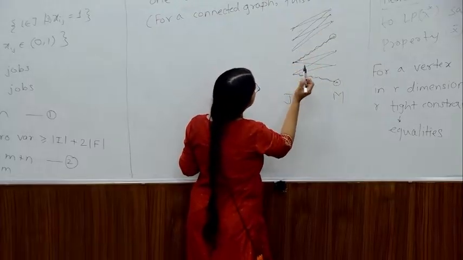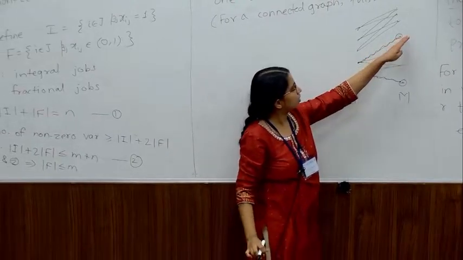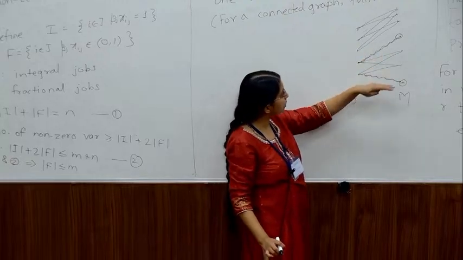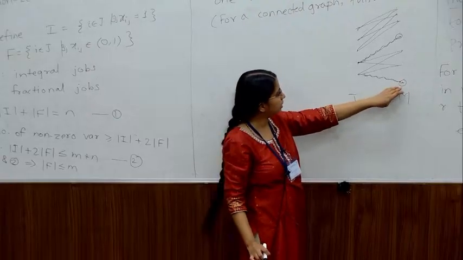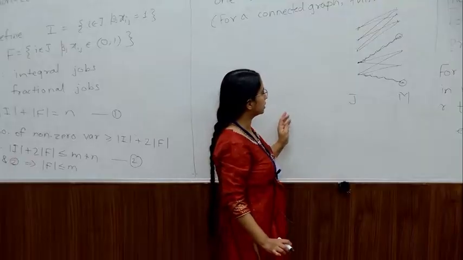Okay, so something like this. Again, go to the leaves, assign the only job which they have, and remove the machine as well as the job, because we don't want to assign more than one job to any machine. This machine gets this job, this machine gets this job. Forget about those machines and those jobs.